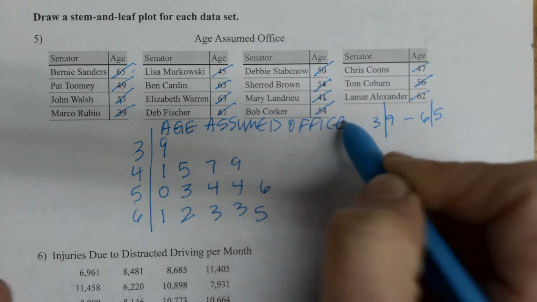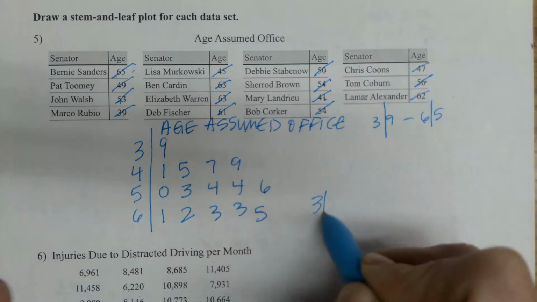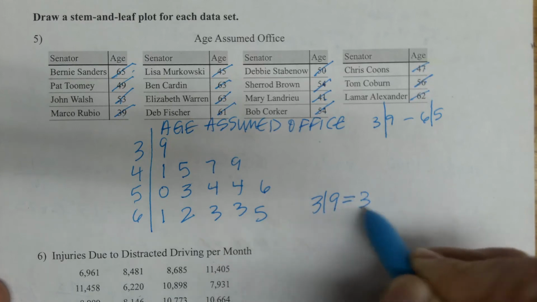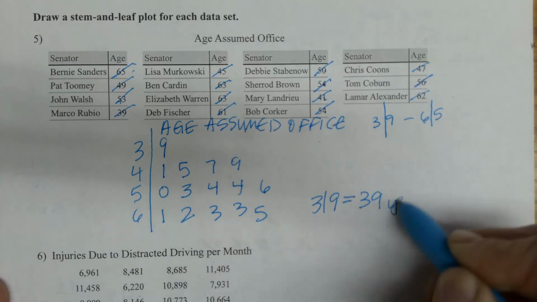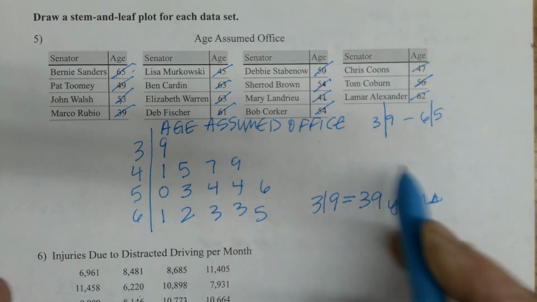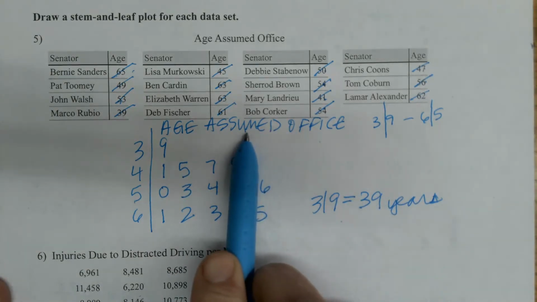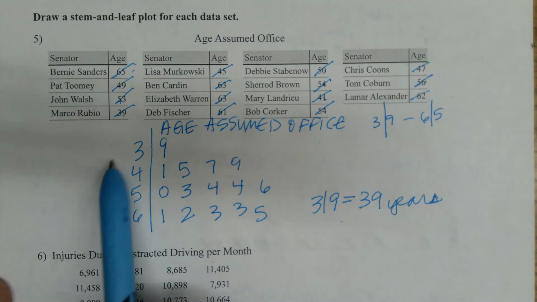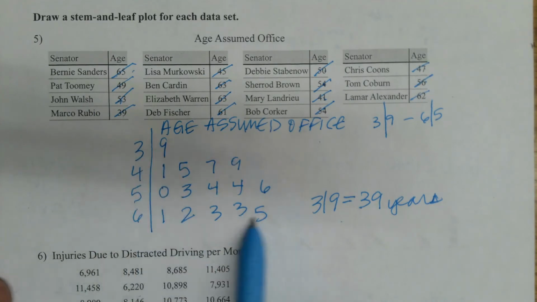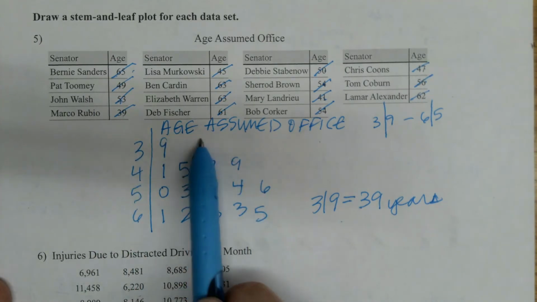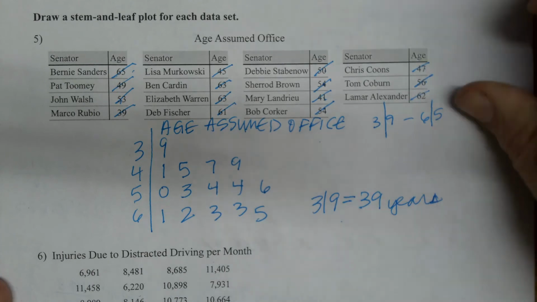And I also need to put a key. 3|9 equals 39 years I could put after that because it's an age. So I don't want to forget to put my key as well as my title. So your points will be based on the right stem, leaves neatly done in order, your title, and your key.